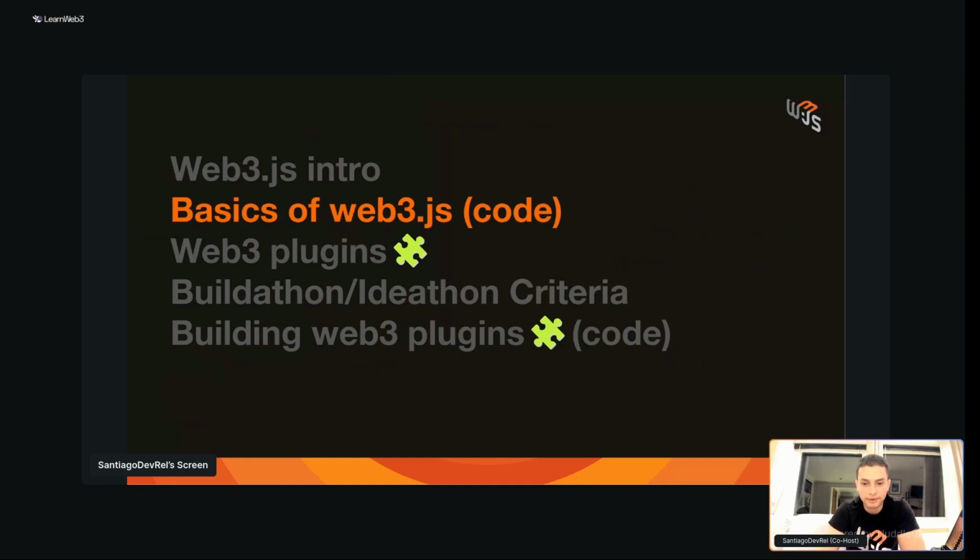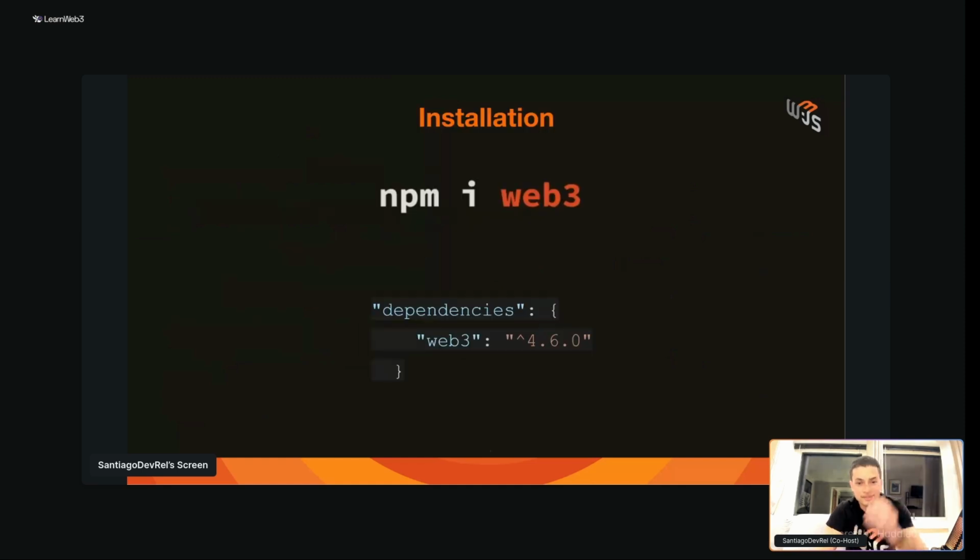Perfect. That was a lot of theory. Now the basics of Web3.js. This is the most important thing: how to install the Web3.js library. You need to create a Node.js project, and after this, you just need to run npm install or npm i web3. Then you will see in your package.json, in the dependencies, that you have the Web3 library there, the latest version, in this case 4.6.